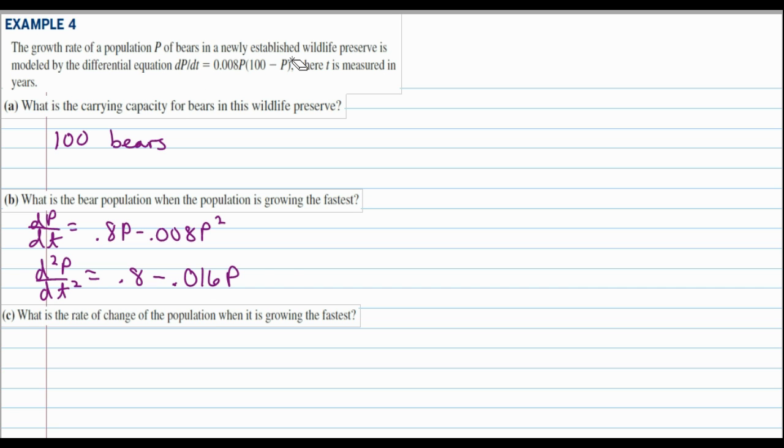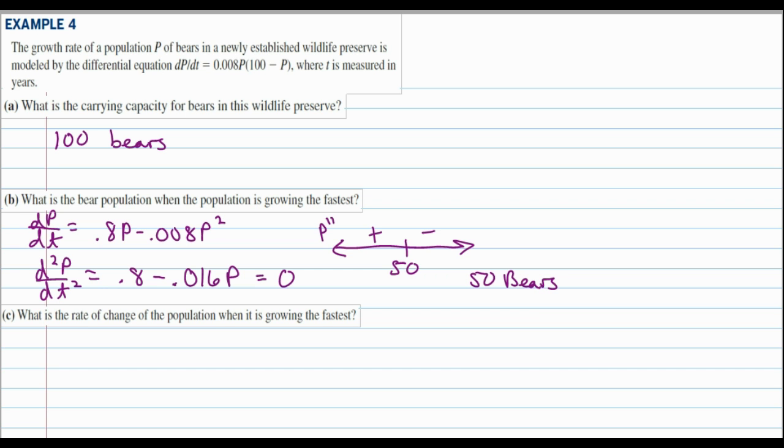Fine. So now I'm going to set that equal to 0, and I get that P equals 50 when P double prime equals 0. So now I'm going to test to the left of 50, and I get positive, and then to the right of 50 is negative. So in fact, 50 is a maximum of P prime, because its derivative, P double prime, changes from positive to negative. So that is when the population's rate of growth is the fastest. So the second derivative changes from positive to negative. A maximum on P prime, 50 bears.